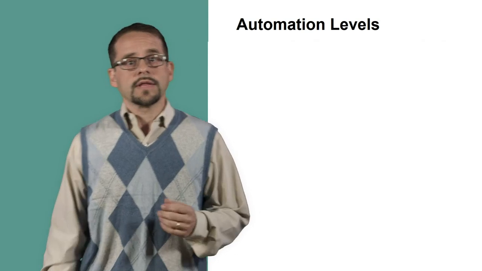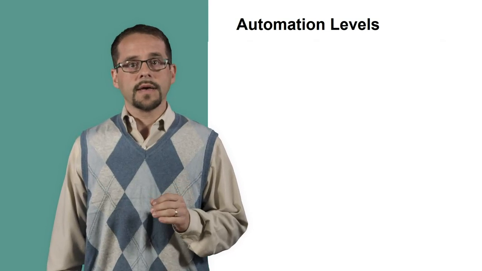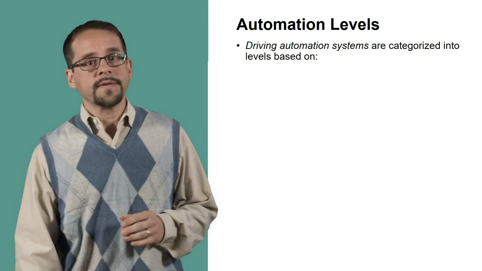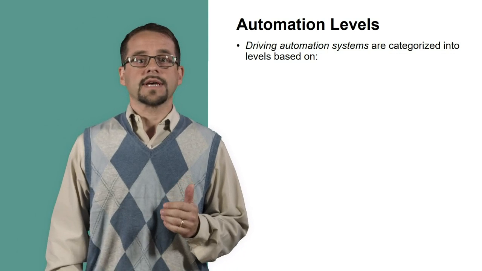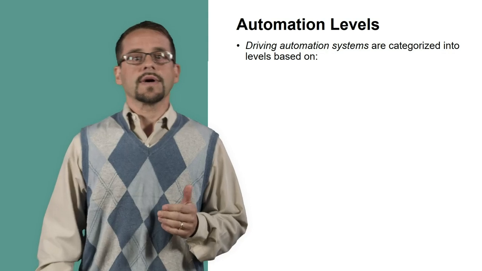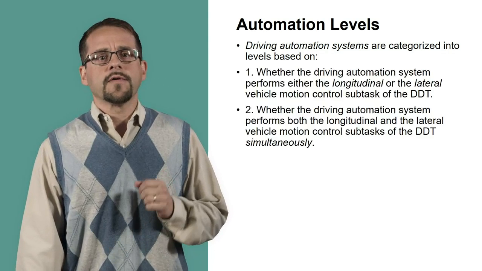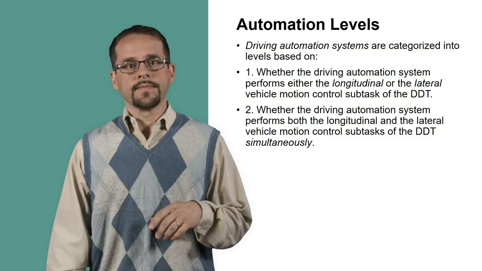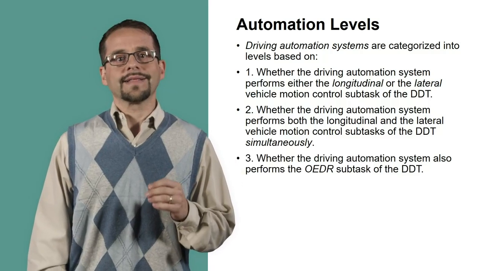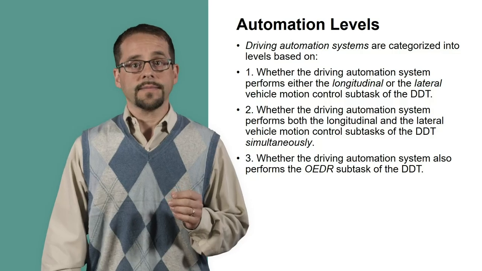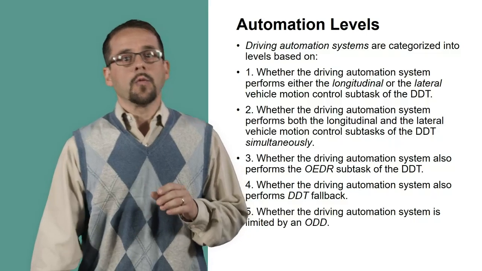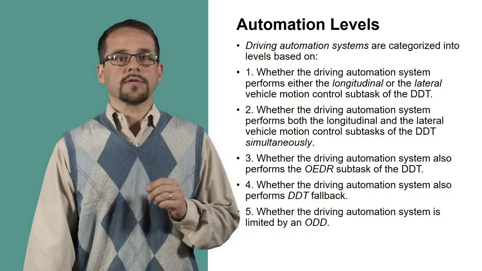Welcome back. Now that we have defined DDT, OEDR, ODD, and fallback, we can finally understand the SAE levels of automation. Specifically, in order to assign a level of automation, we will need to ask ourselves, who is performing lateral and longitudinal control, the machine or the driver? Is the feature capable of making tactical decisions, OEDR? What or who is the fallback? And finally, what is the ODD of the feature we are considering?